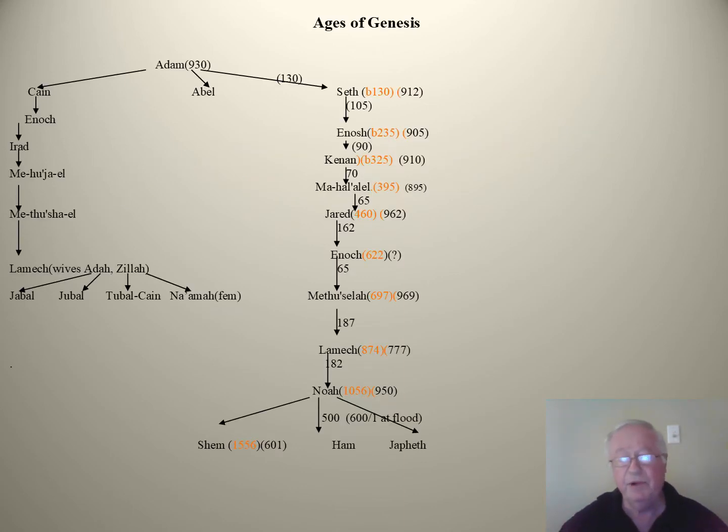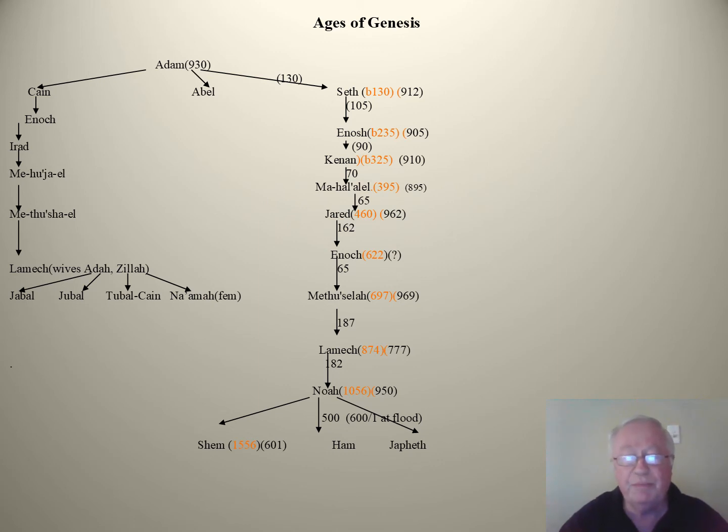Okay, now to the Bible. This is a list of the ages of people recorded in Genesis after creation. Adam lived for 930 years after creation, and when he was 130, he had a child, Seth, who was born 130 years after creation, and then he lived for 912 years. Then when he was 105, he had a child.